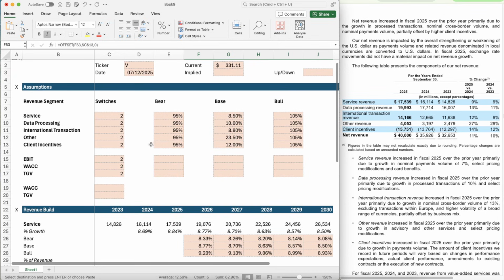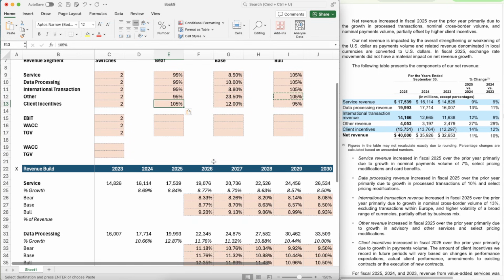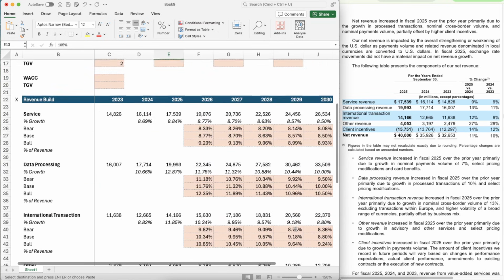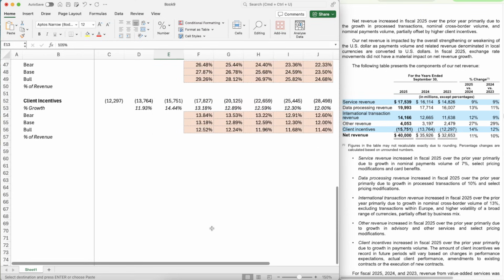Because it's negative, we have to flip these around. So on the bear case it's going to be more negative, and on the bull case it will be less negative. So yeah, we have to do those. Okay, now we can sum up our revenues.